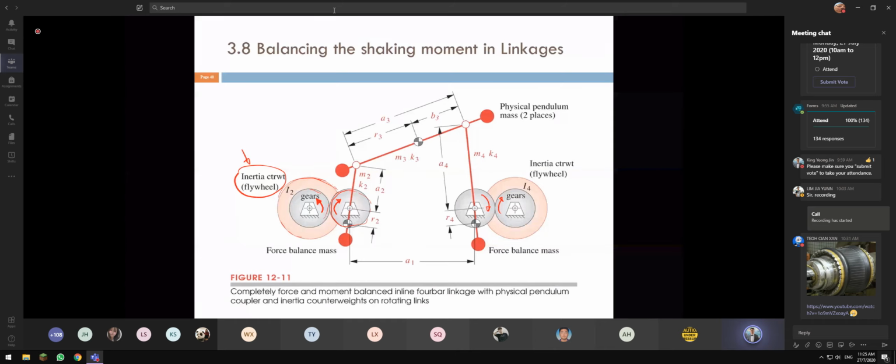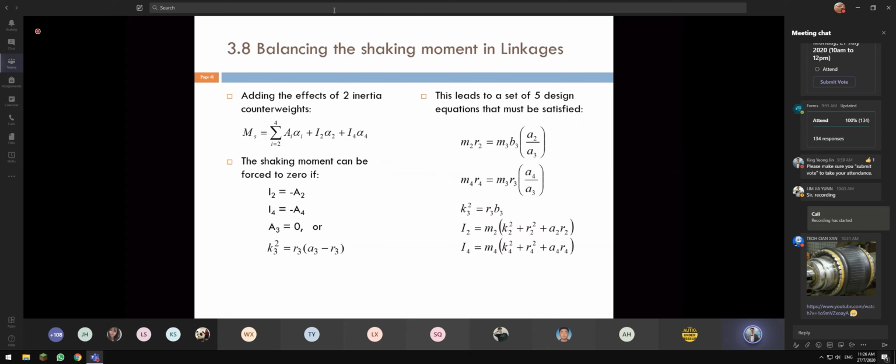So at the end we can model the 4-bar linkage in this way. We have a counterweight for link 2, and we have what they call the force balance mass of link 4, and then we can also balance using the physical pendulum mass of the coupler. So all three things happen here.